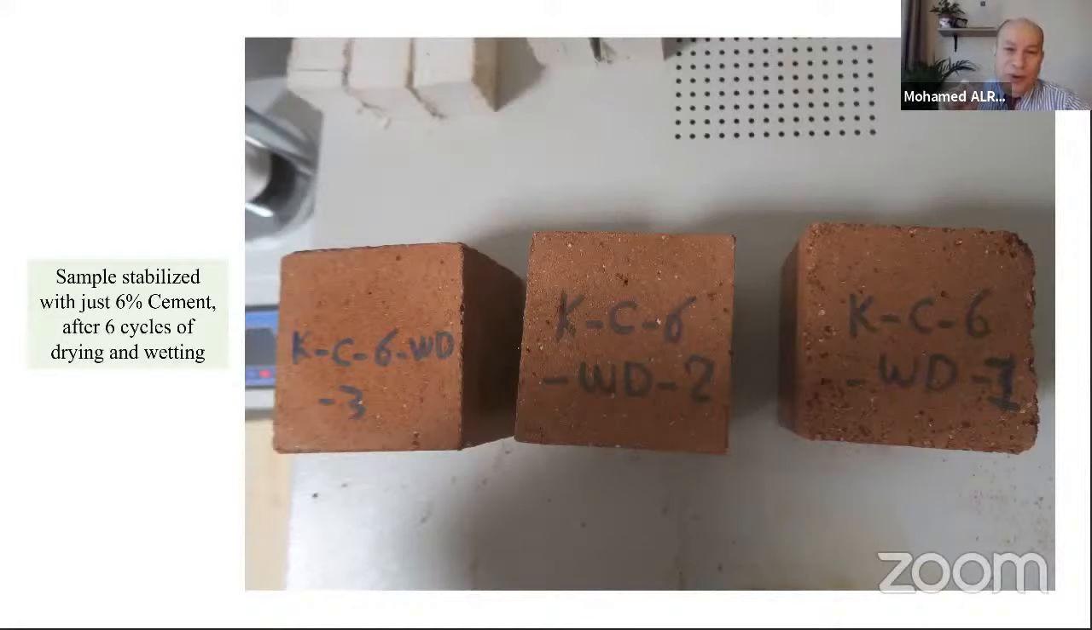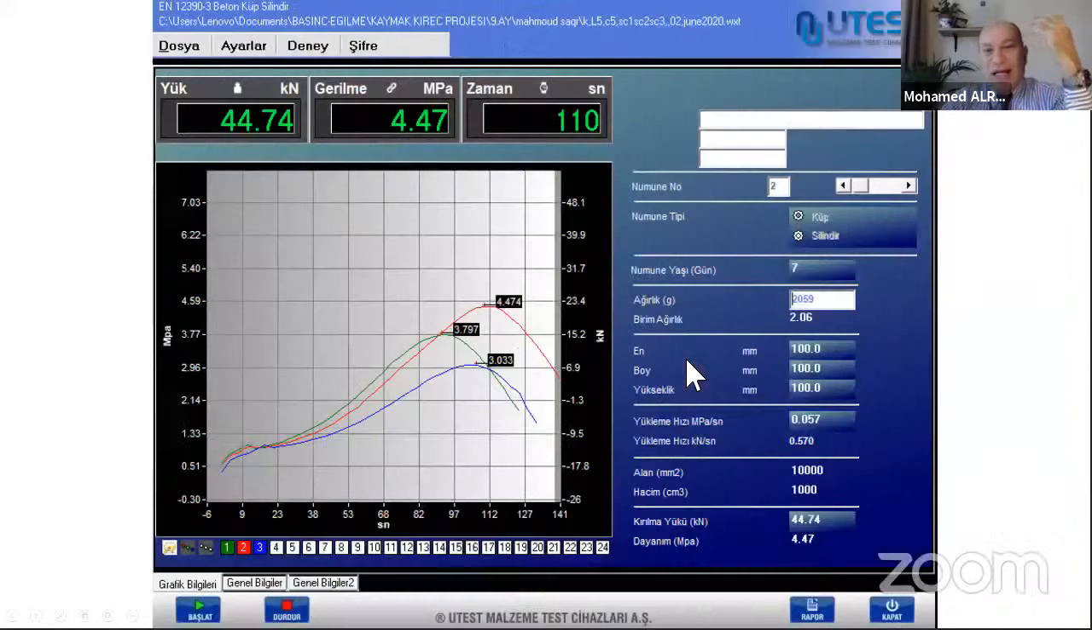Could you imagine, this is the shape of the samples after all this severe testing. This is the photo of the sample before we took it and crushed it under the press. And when we pressed it, we achieved this amount of bearing capacity: 45 kilograms per square centimeter, and this is more than enough after all this severe testing.